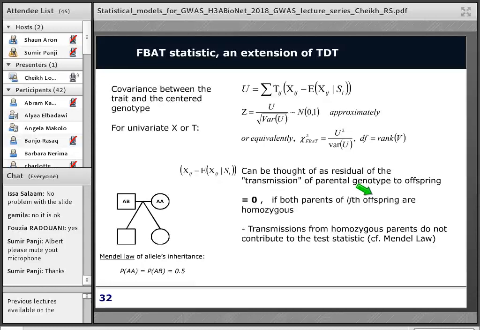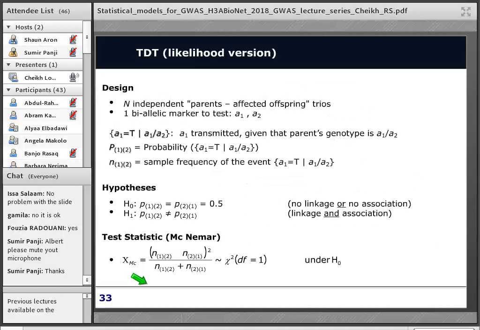So here, this is the same thing that I explained. The X minus the expectation of X given S can be thought of as the residual of the transmission from the parental genotype to the offspring, and it is equal to zero if the parents are not heterozygous. If they are homozygous, it's equal to zero because the observed genotype will be the expected genotype. That's why they will not contribute to the test. So here you have the Mendel law of allelic inheritance, which is the basis of the null hypothesis: if you have two different alleles, you have a 50% chance of transmitting the one or the other.